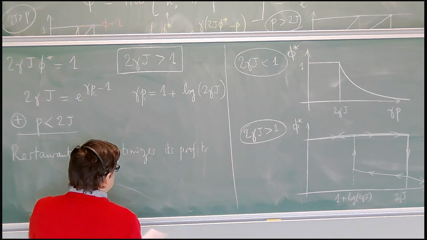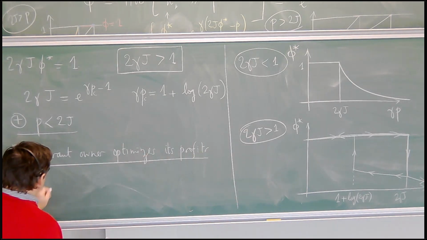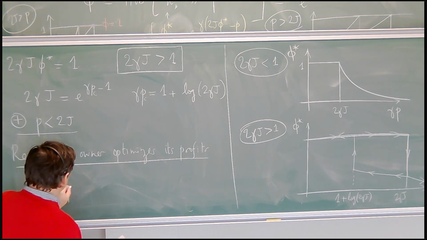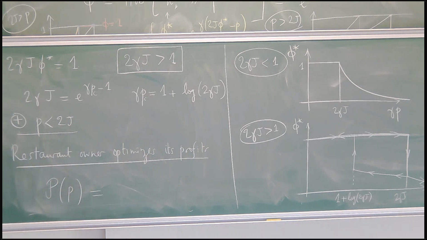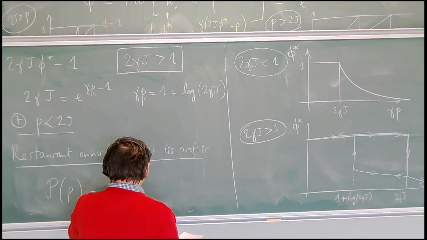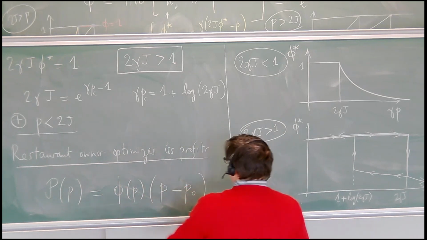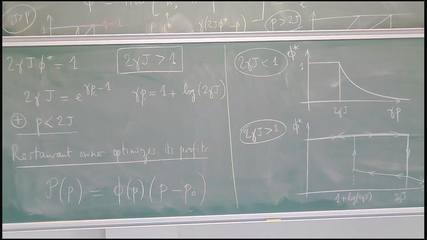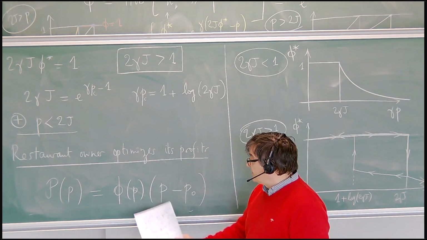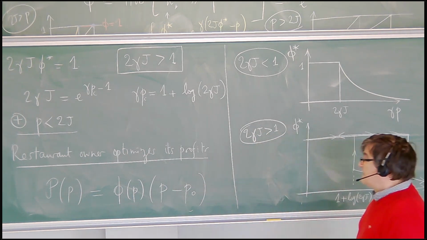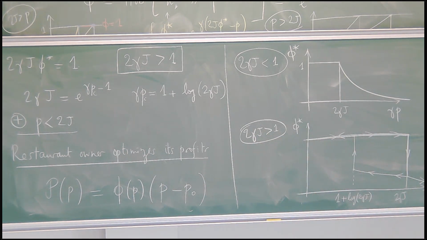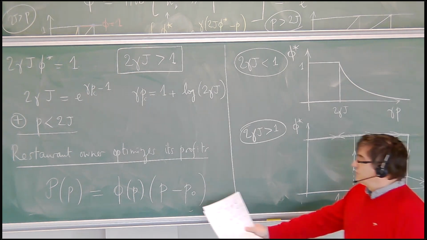So what is the profit of the restaurant owner? P. It will depend on price, and it's going to be given by the attendance that depends on price, times the price minus the production price. To produce a menu, he has to pay a certain amount P0 per client, and if he charges P, then the profit he makes is phi(P) times (P minus P0). Okay, and so now you have to optimize this profit to fix the price.